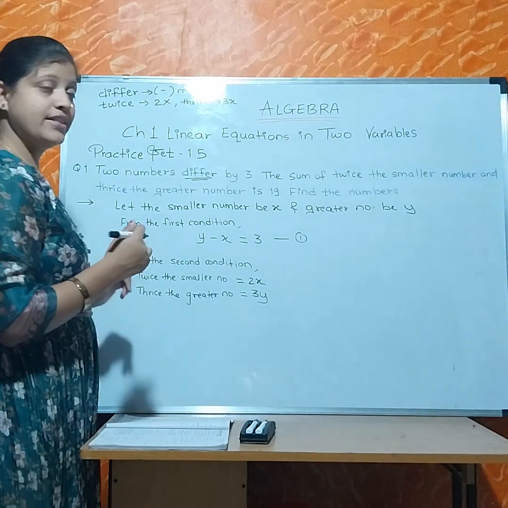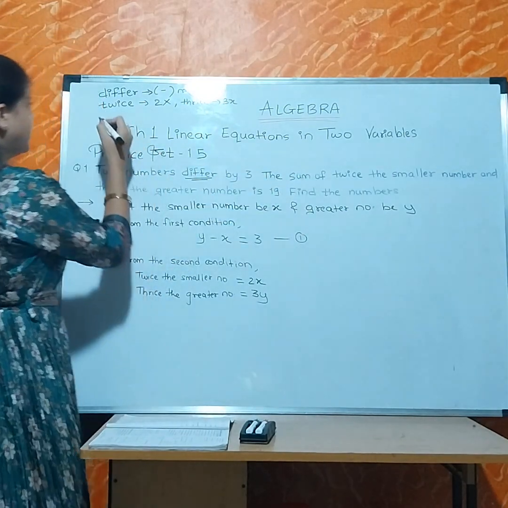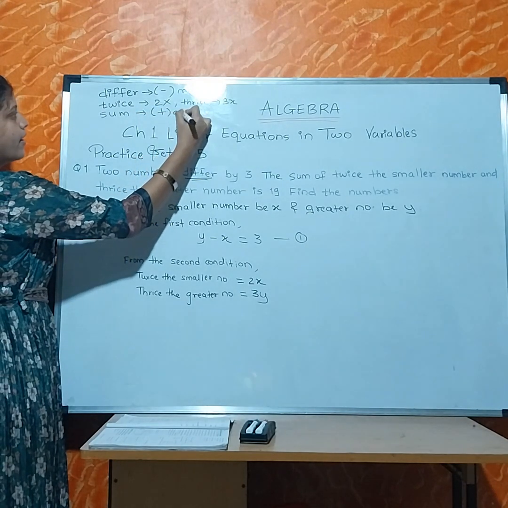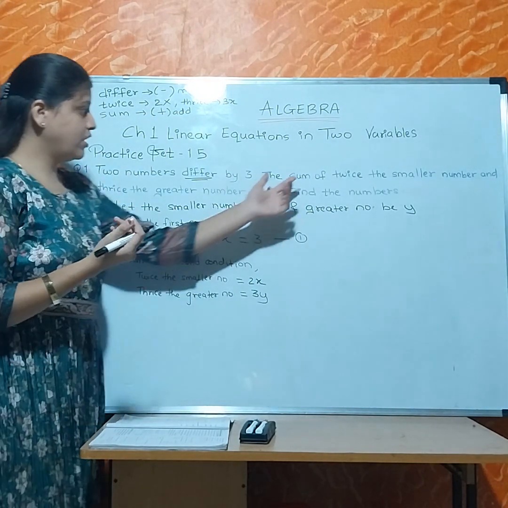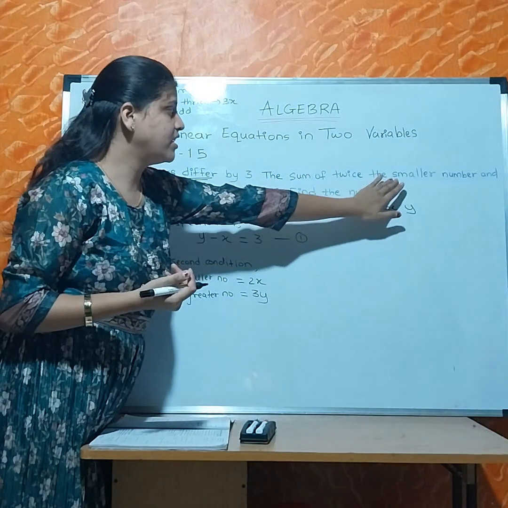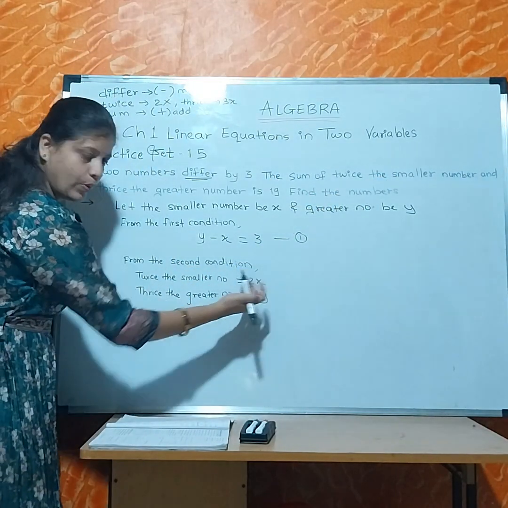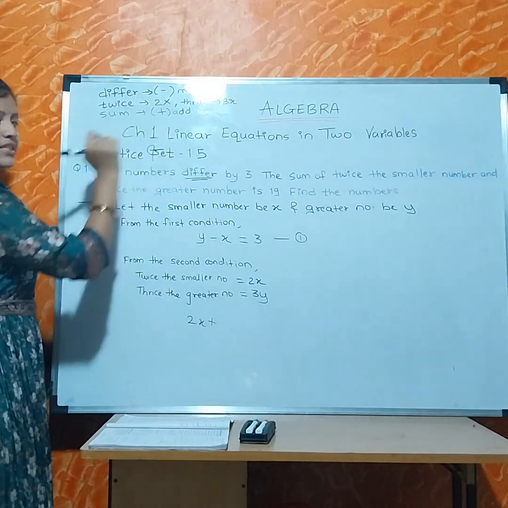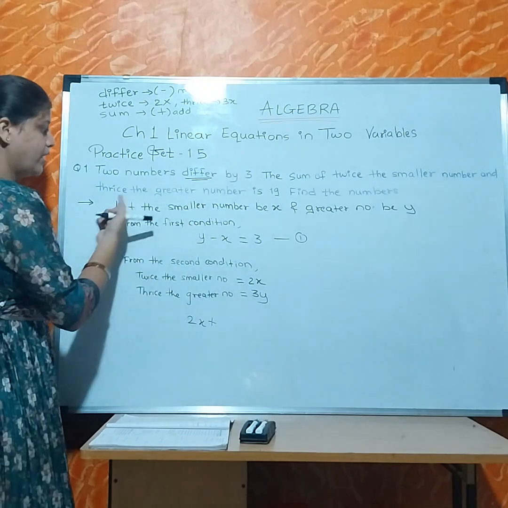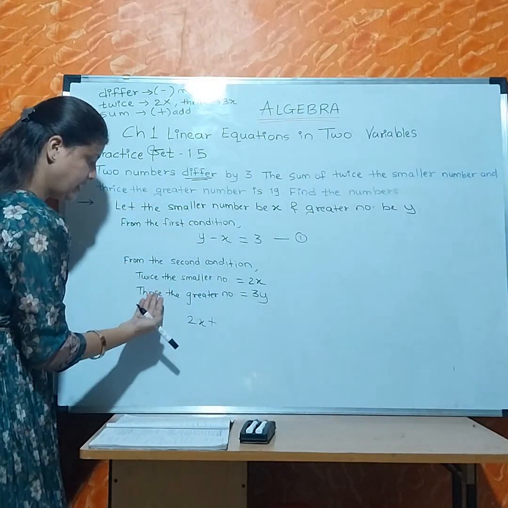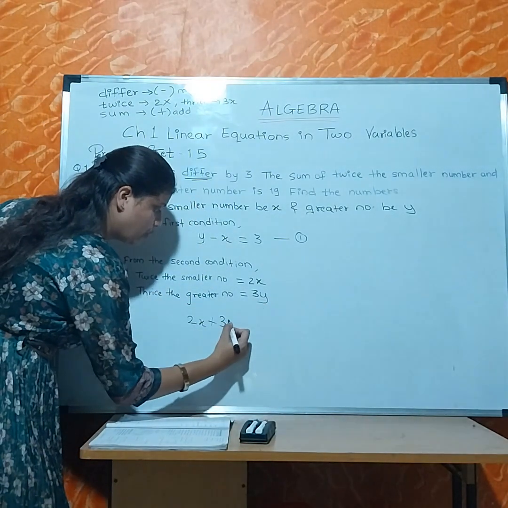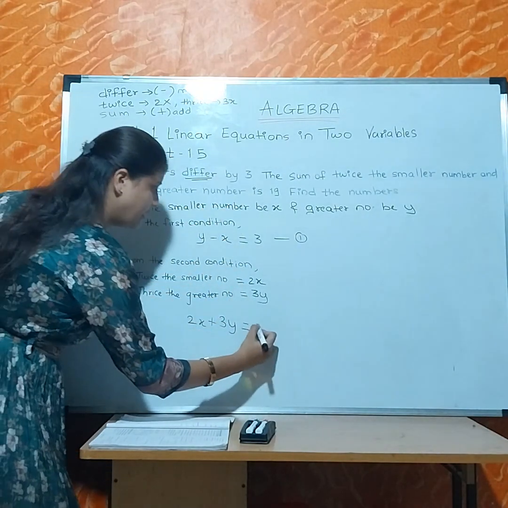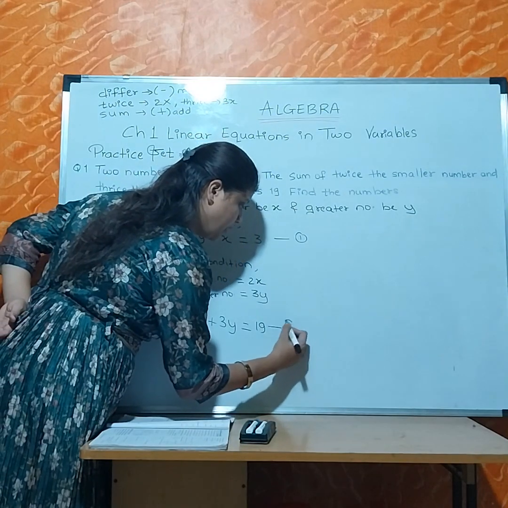Right? Next, what is the condition? The sum. Now see here, sum means what? Add, plus. So addition of what? Twice the smaller number. Where is twice the smaller number? 2x. So 2x plus, because it is a sum. Sum means add. And with what? Thrice the greater number. So what is thrice the greater number? 3y. So 2x plus 3y is equal to, and what is the sum between them? 19. This is our equation number 2.